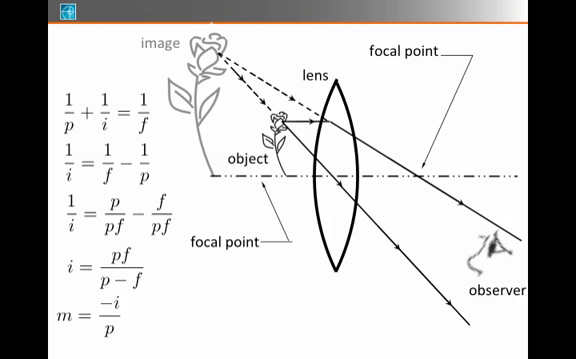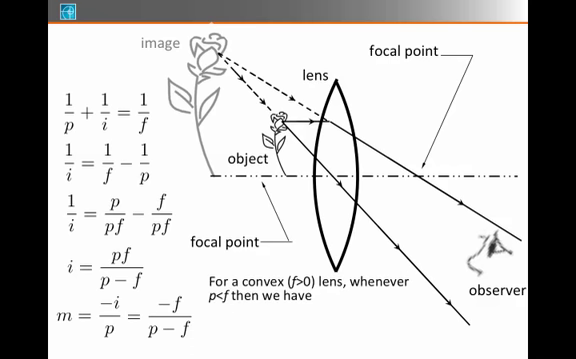The magnification is always given by m = -I/p, and so if we use our previous equation for I and substitute that in, we find that the magnification is -f/(p - f). And now the question is, when does that get large, and when is it a positive number? Because that's the sign of a magnified virtual image.